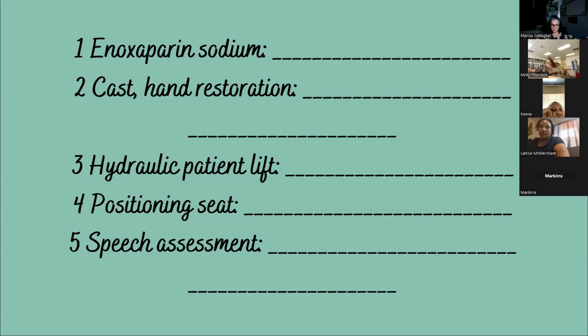We don't think we can, because there's not enough information. We need more information. Now, if you got a medical record that only says cast, hand restoration, can somebody tell me what we need to do if that's all that we have?